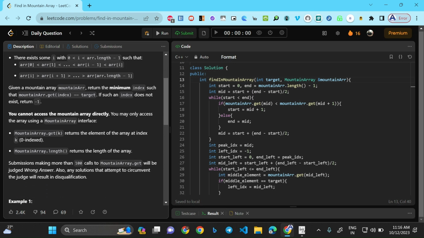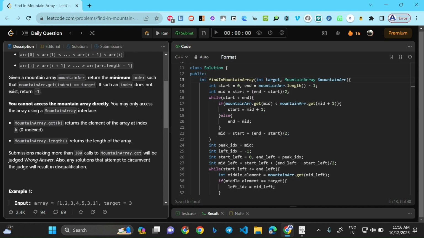Given a mountain array mountainArr, return the minimum index such that mountainArr.get(index) is equal to target. If such an index does not exist, return minus 1. So they'll be giving a target value that we need to find in the mountain array. If we are able to find it, then return the index. And if there are multiple instances of that particular element, then return the smallest index among them.